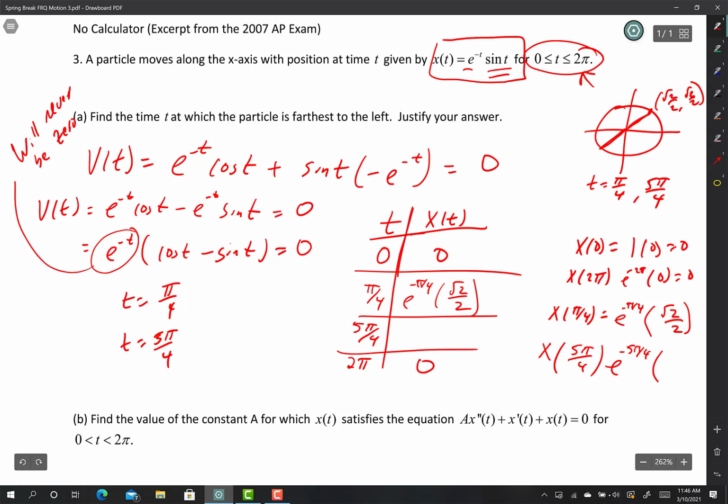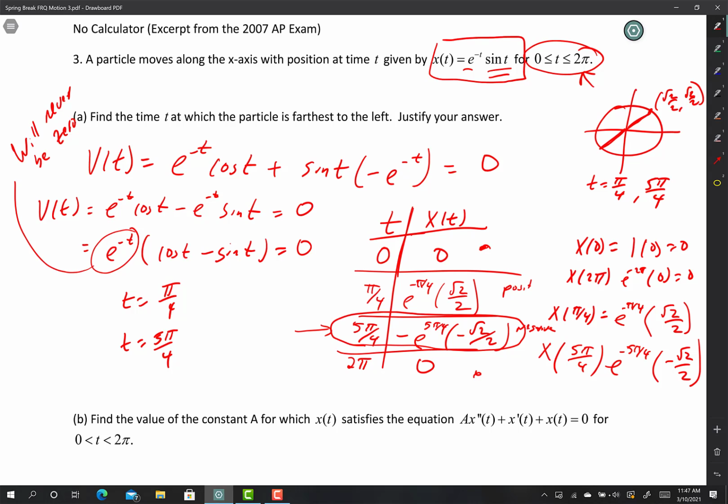But sine of 5 pi over 4 is negative square root of 2 over 2. There we go. We found it, guys. So negative e to the negative 5 pi over 4 times square root of 2 over 2. When am I furthest left? At 5 pi over 4. Why? Because it's the only value that is negative. All the other ones are not. Well, that's 0 and that's 0, but this one's positive, and this is a negative value. And these are positions, by the way. So I'm furthest left at t equals 5 pi over 4.